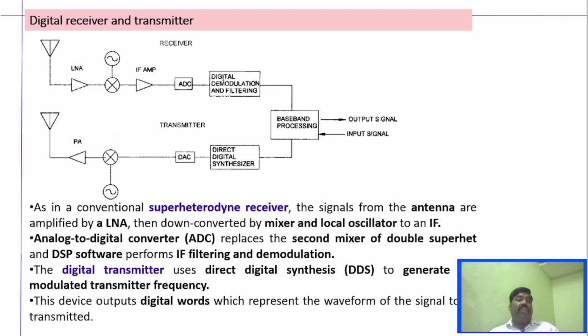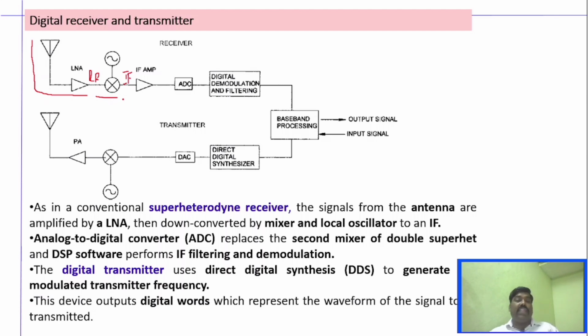Coming to the working of this digital receiver, we will see the digital receiver as well as the transmitter here. It is very similar to the super heterodyne receiver. You can see here the transmitted signal will be received by the antenna and then amplified by the low noise amplifier. Then it is sent to the mixer, where the mixer will mix the received RF signal and the local oscillator signal to produce the IF signal, which is very similar to the super heterodyne receiver, right?